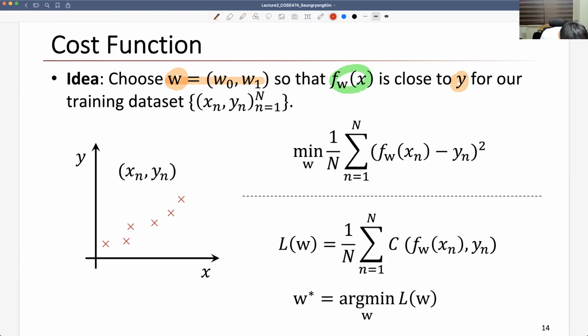Actually, it means the distance between the ground truth one and the estimated one for our training data set. So here's the idea.